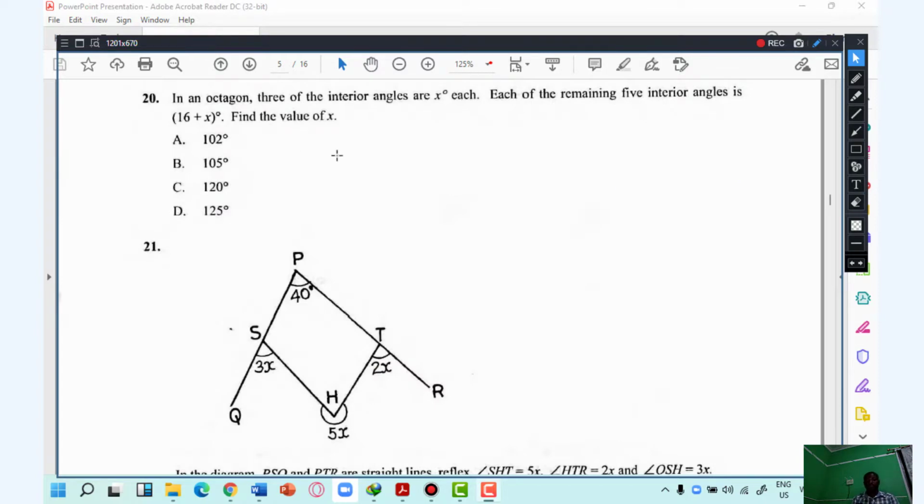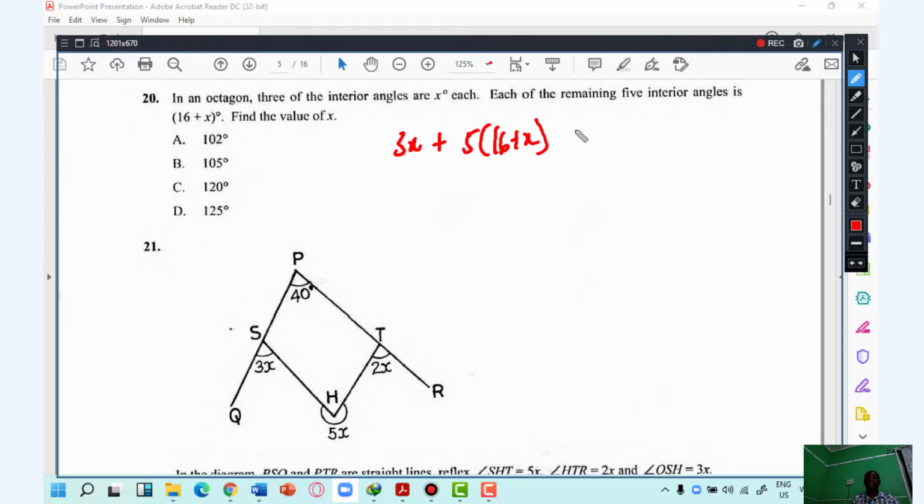Okay, question 20. It reads that in an octagon, 3 of the interior angles are x degrees, so that gives us 3x. Each of the remaining 5 interior angles is 16 plus x, so 5 times 16 plus x. Good. Find the value of x. So we have to find the value of x.